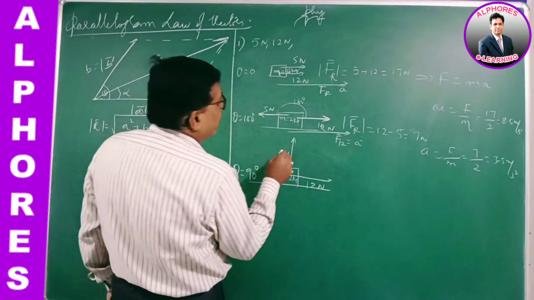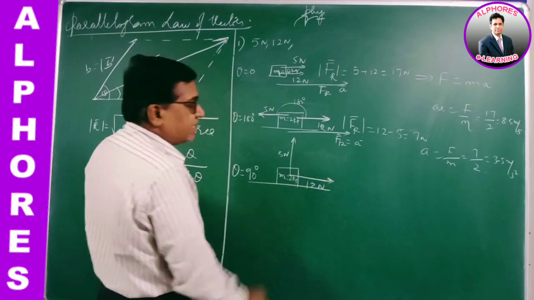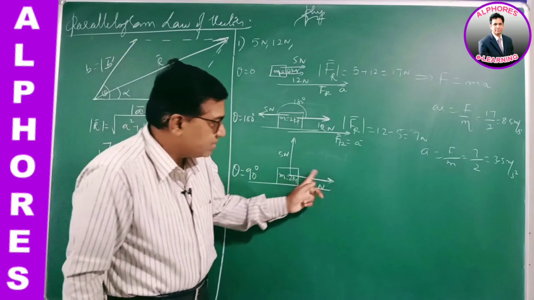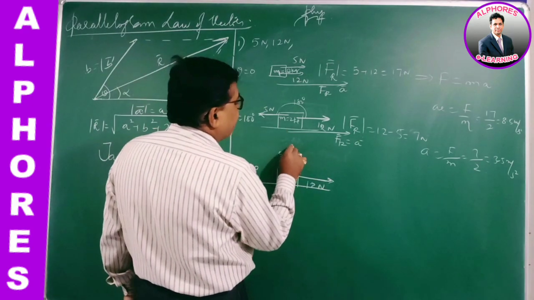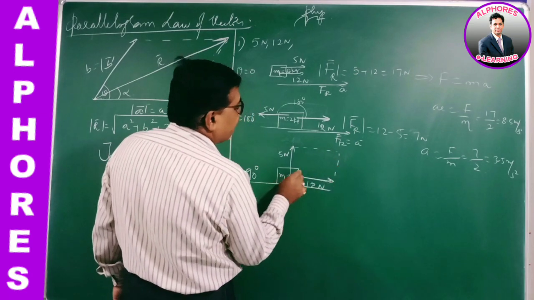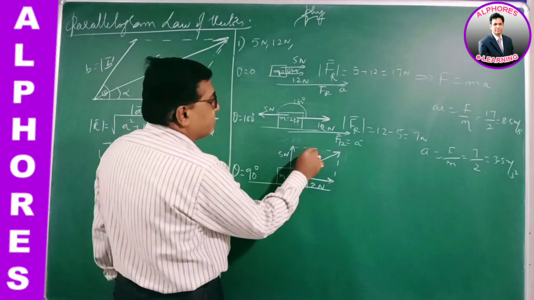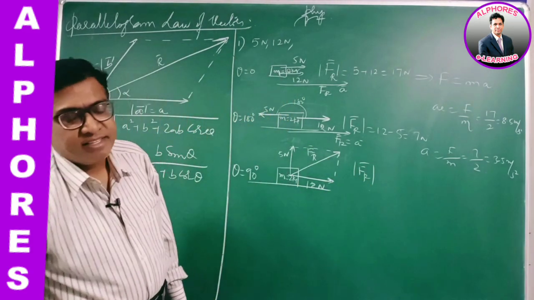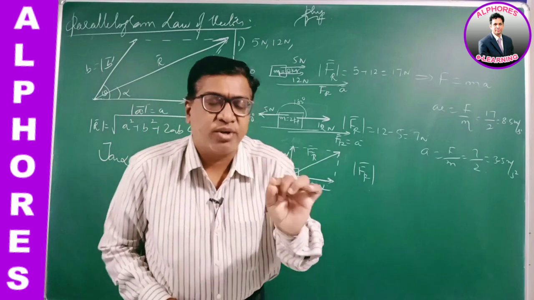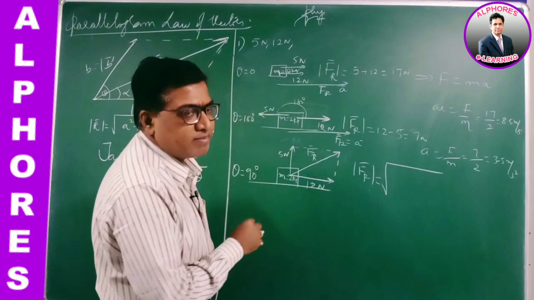Now suppose the vectors are perpendicular, theta 90, 12 Newton is like this, 5 Newton is like this. Then what is the resultant? So complete the parallelogram. Well, the resultant is like this. The resultant force, Fr. When they are perpendicular, I was telling, the resultant force is given by Pythagoras theorem. So it is under root of a square plus b square.